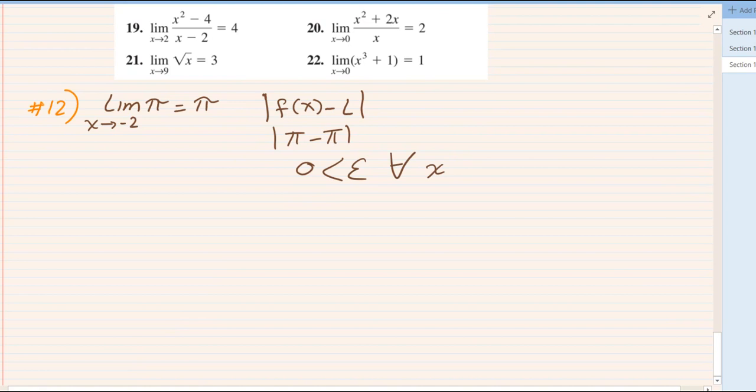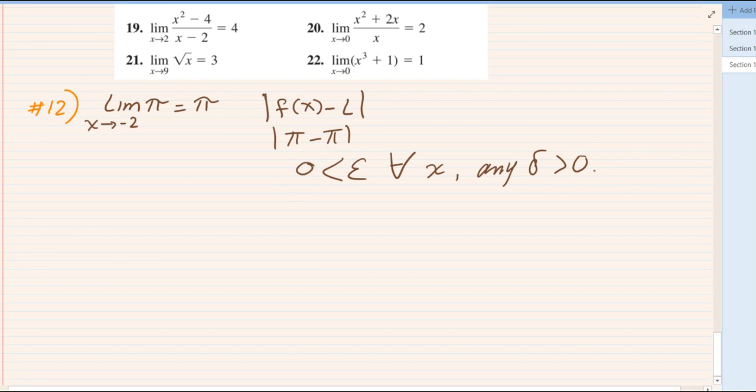And because of this, any delta would work, because the expression is independent of x. See, 0, it's independent of x. There is no x to work with here. So for any delta, you satisfy the definition.